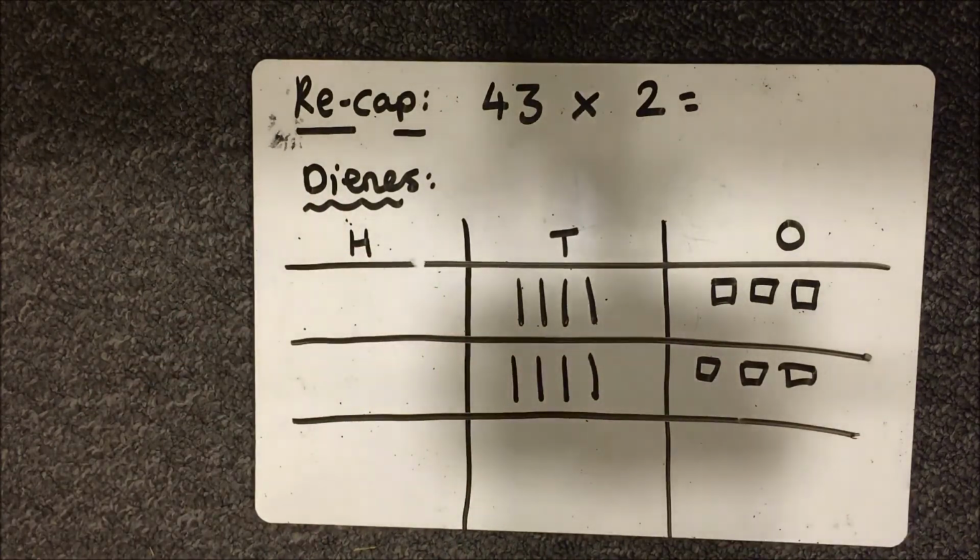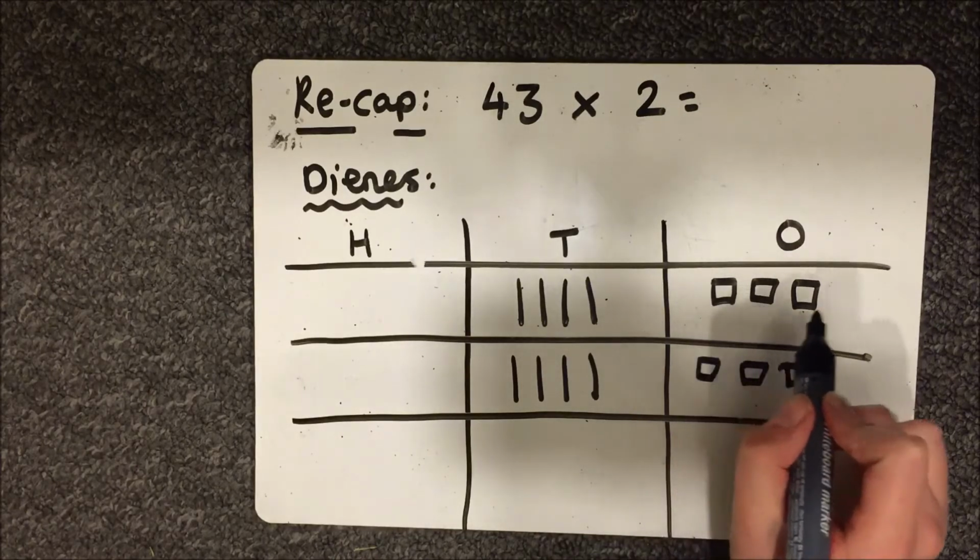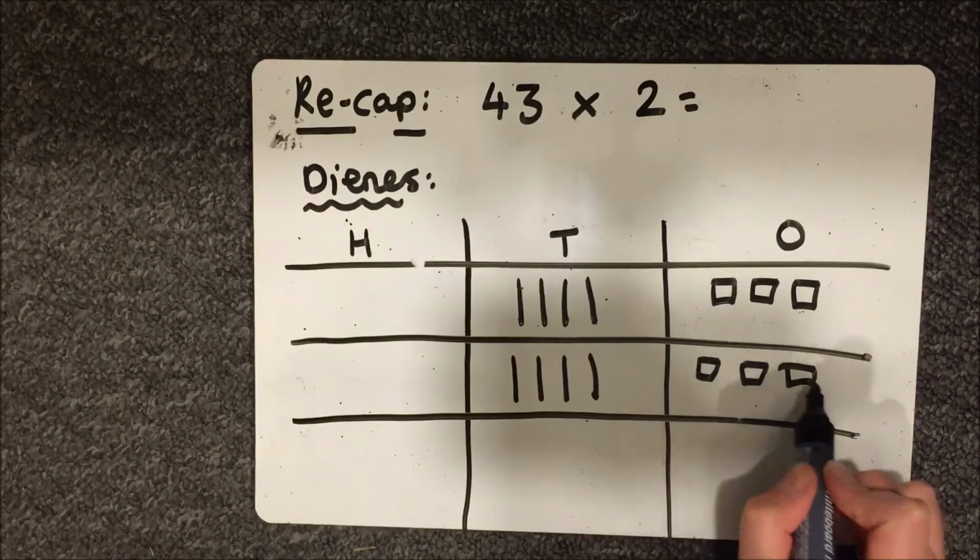How do I get my answer? That's right, I need to add up my 1s and my 10s. Remember, we always start with is it 10s or 1s? That's right, we start with our 1s as they get very cross otherwise. Let's add them up. Ready? 1, 2, 3, 4, 5, 6.